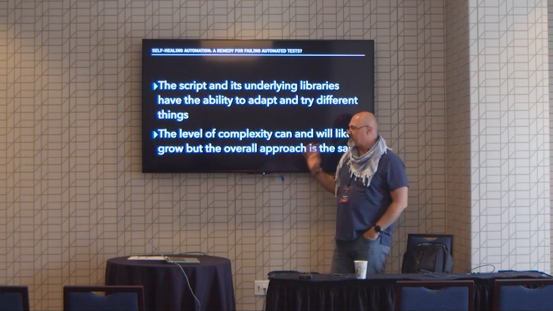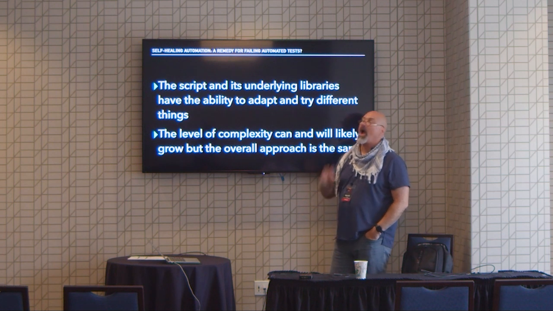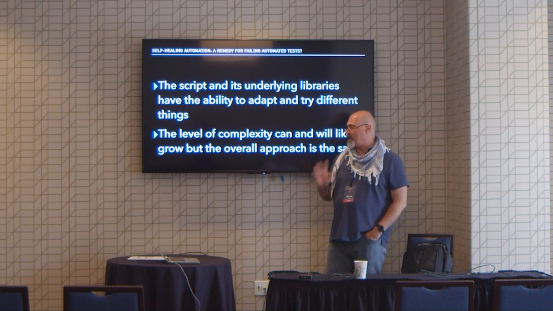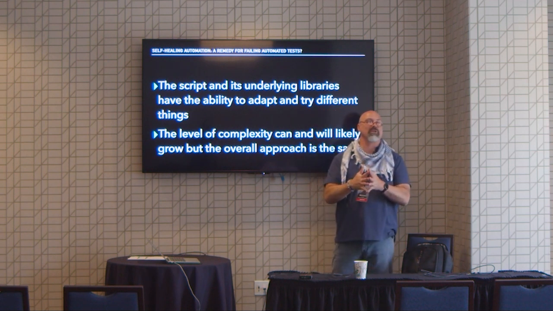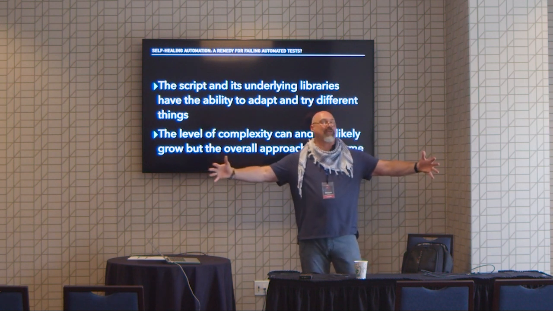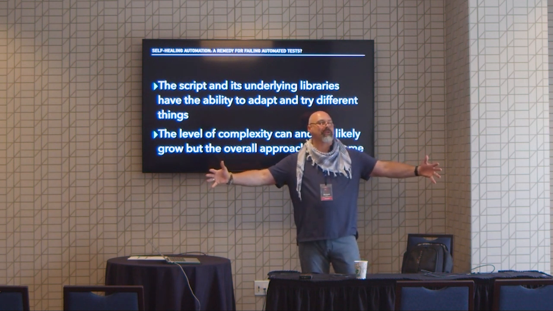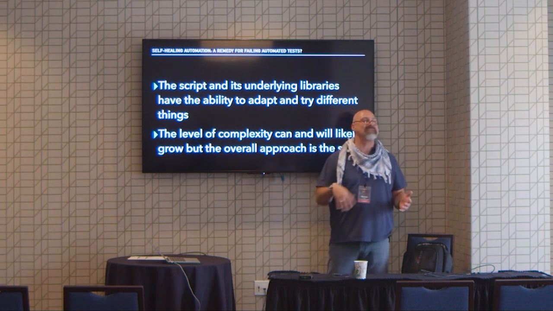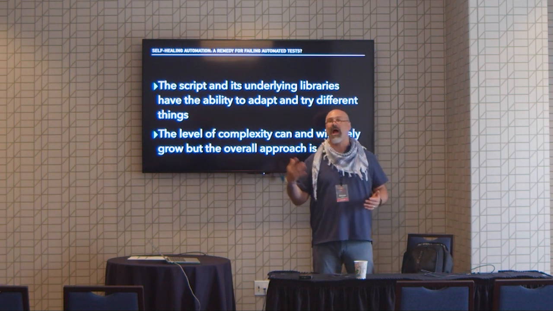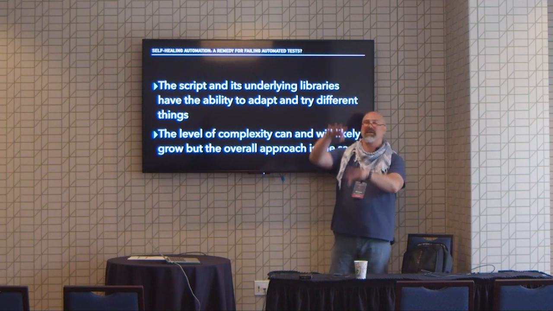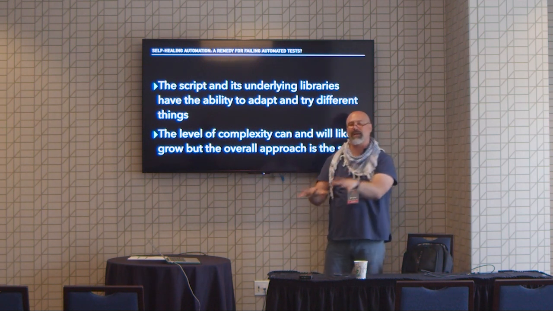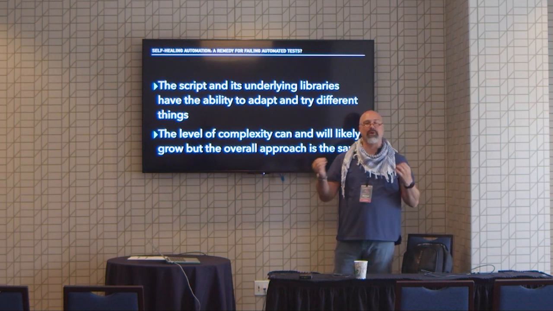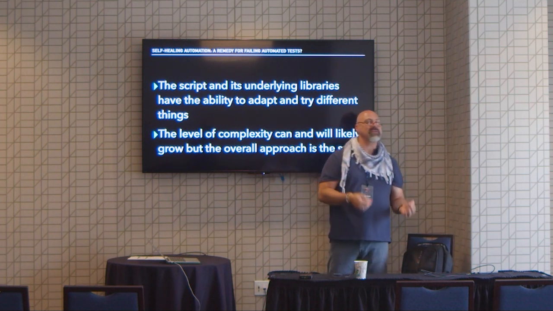Script and its underlying libraries have the ability to adapt and try different things. The level of complexity, of course, can and will likely grow. So with machine learning, it's not like you have a little limited batch of agents. It's everything. It's all of your locators. And if you start running hundreds or thousands or tens of thousands of tests, then what you are doing is keeping track of tens of thousands or maybe hundreds of thousands of agents. And those agents get a hierarchical rank, and over time, again, you're focusing on which ones are more reliable and which ones are less reliable.